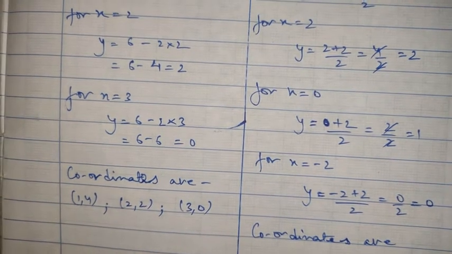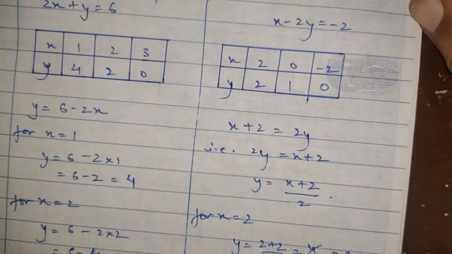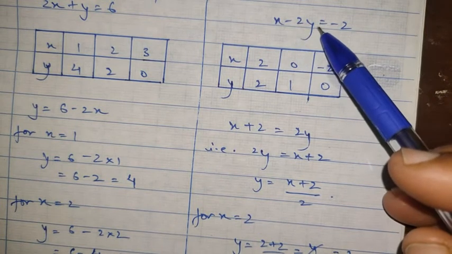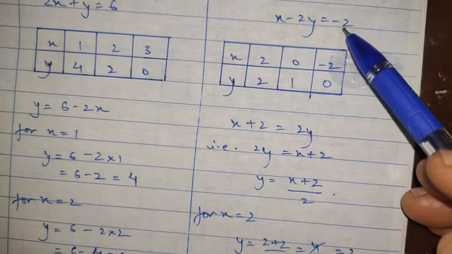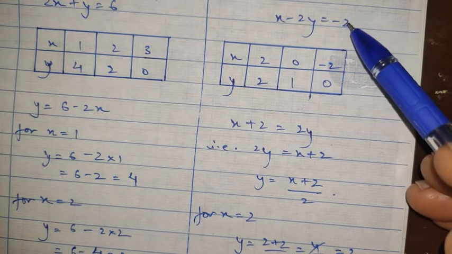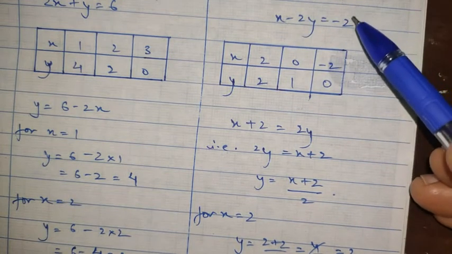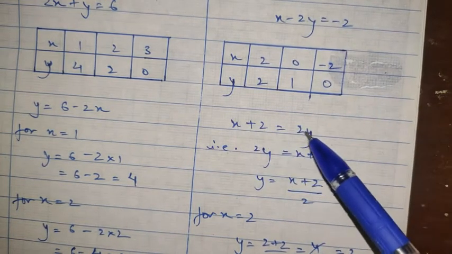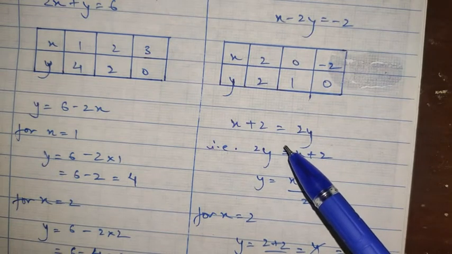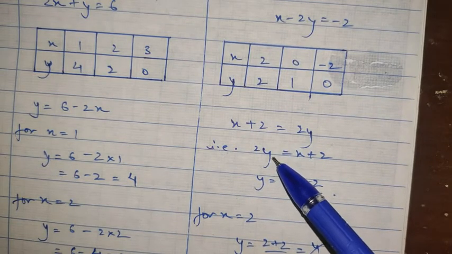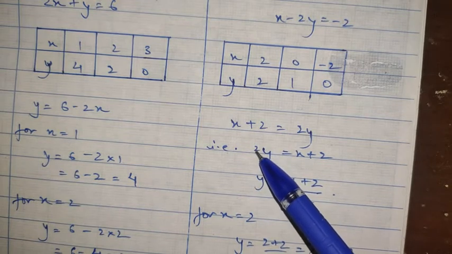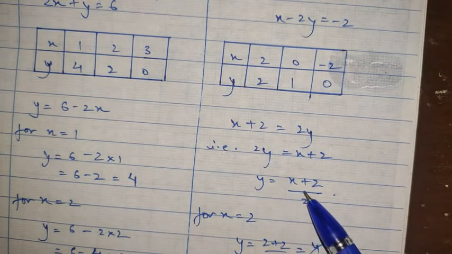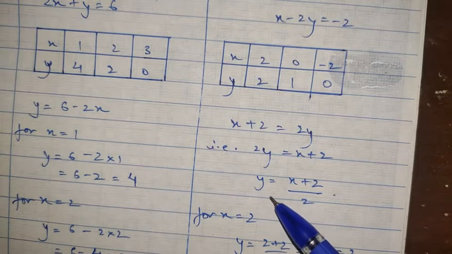In the same manner, I have done it for the second equation also. The second equation is x - 2y = -2. In this, I have shifted 2y to the other side and -2 to this side, so I have got the equation as x + 2 = 2y. Now in order to make y the subject, I have cross multiplied this 2, which was the coefficient of y. Now I've got the equation as y = (x + 2)/2. So I've made y the subject over here.